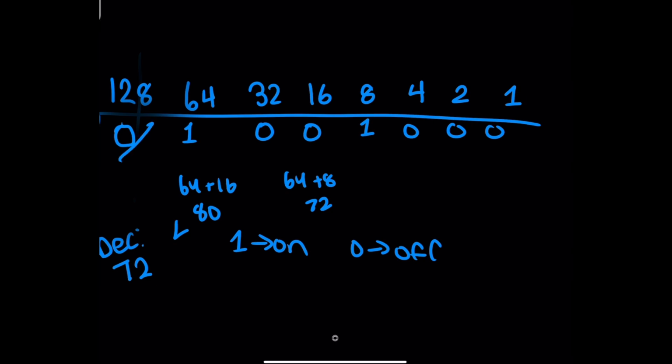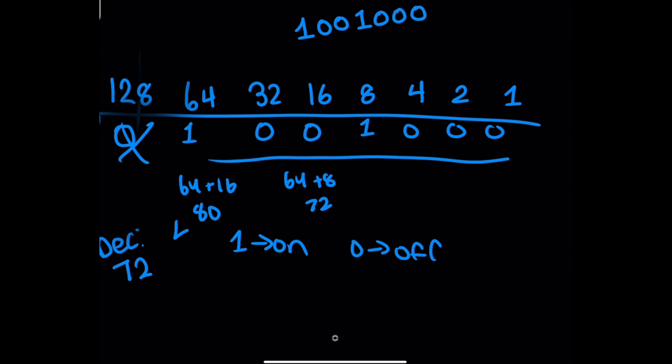Perfect. So we don't need this 0 because there's nothing on in front of it. But we have to use all of these zeros. So we have 1, 0, 0, 1, 0, 0, 0. That equals 72.